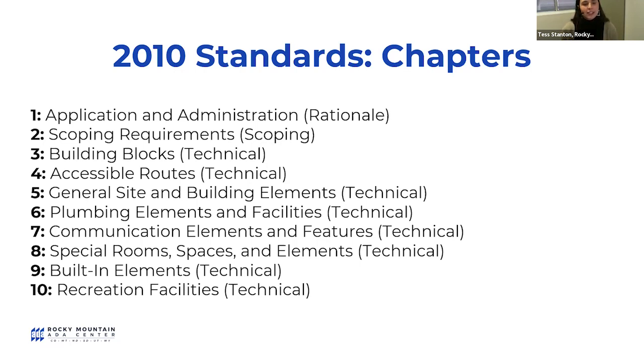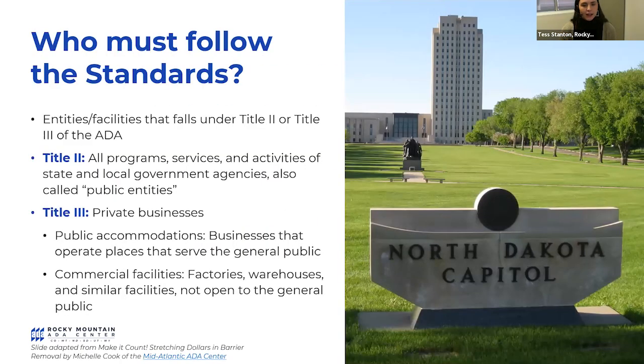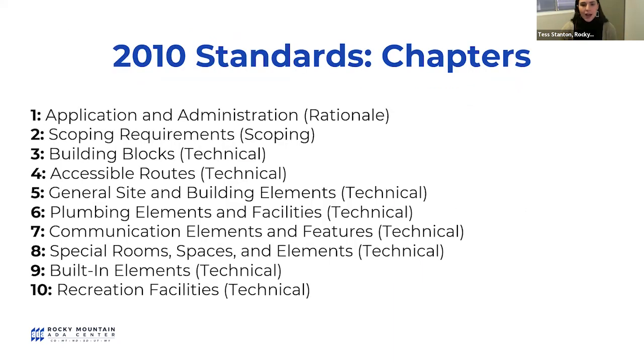So chapter 3 is called building blocks, and that's going to cover things like turning space, clear floor and ground space, reach ranges, kind of those foundational elements of accessibility. Chapter 4 is also a technical chapter. So again, that's going to really get into the specifics of dimensional requirements for accessibility. Chapter 4 covers accessible routes. So that's walking surfaces, doors, ramps, elevators. And I skipped ahead. So let's go back. Chapter 4 covers accessible routes. Oh, and I just covered that. So that's ramps, elevators, doors.